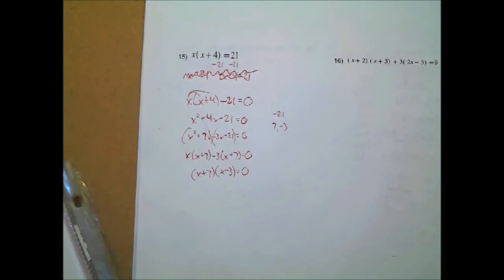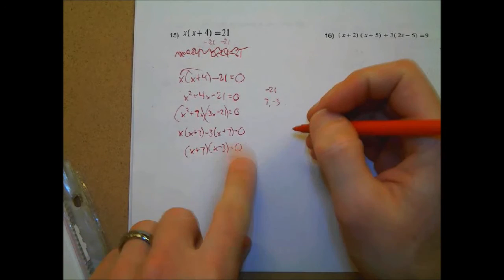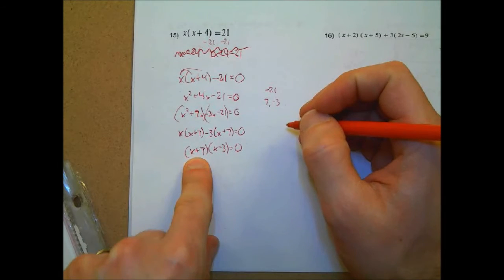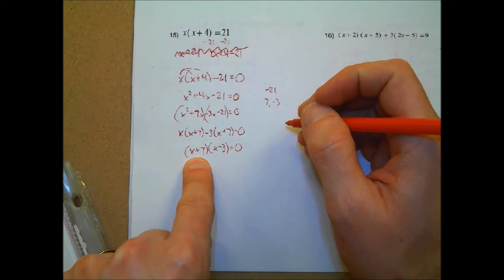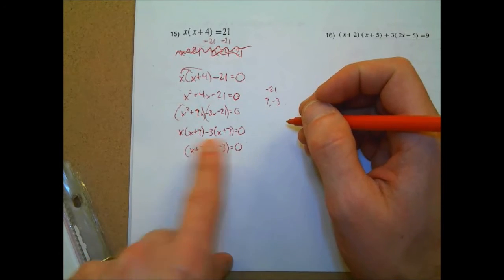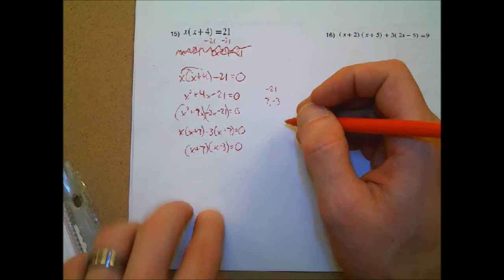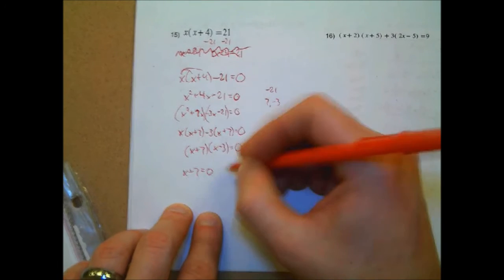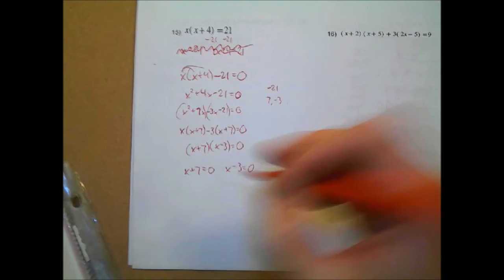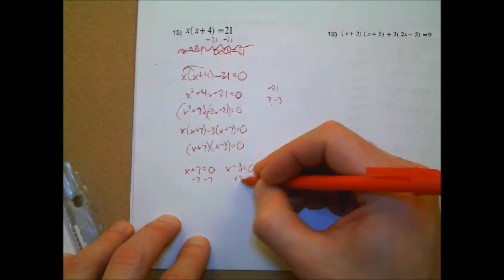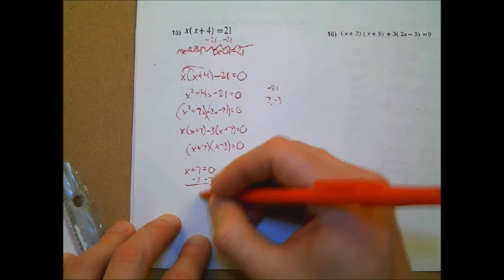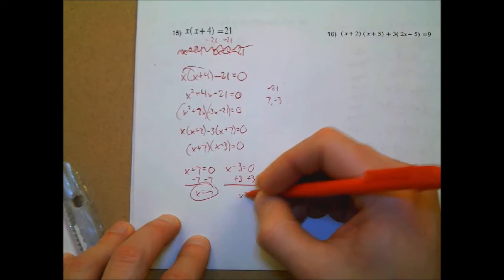Okay? So x plus 7 times x minus 3 equals 0, which means we have two things that are multiplying to give me 0. That means either this one equals 0, or this one equals 0. Either x plus 7 equals 0, or x minus 3 equals 0, or it could be both too. All right, subtract 7, add 3 over there. X equals negative 7. X equals 3. Two solutions again.